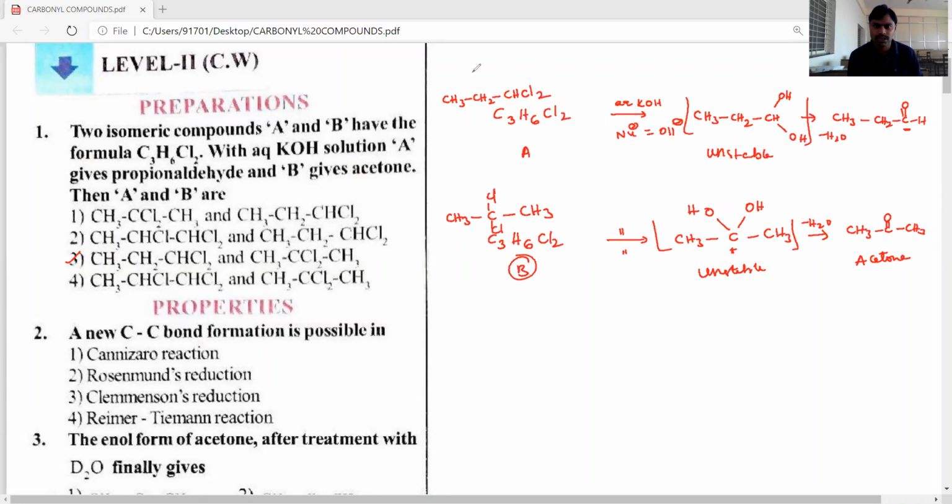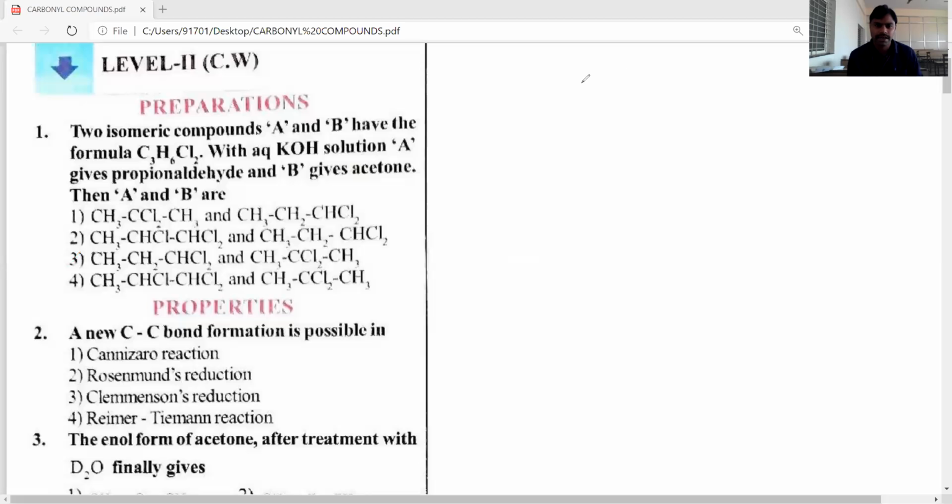Now let's see the second question, dear students. It's very easy and very important also. Among the following reactions, in which reaction is a new carbon-carbon bond formed? We have to identify the new carbon-carbon bond formation. Okay, first let's see the first option, Cannizzaro reaction.